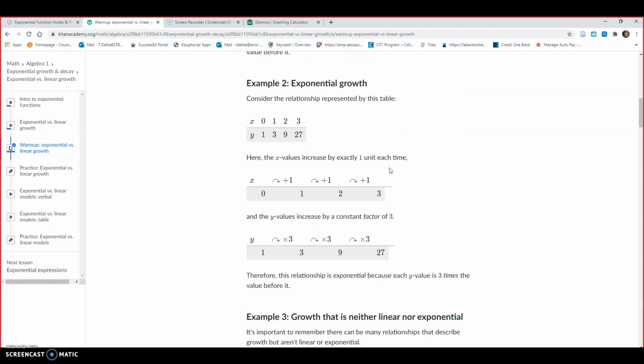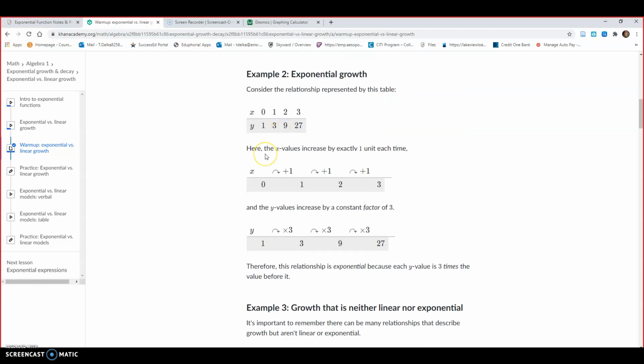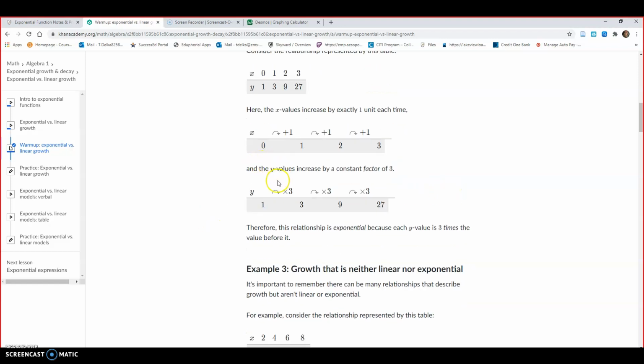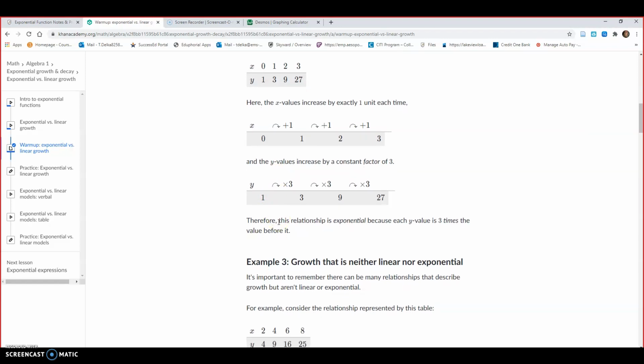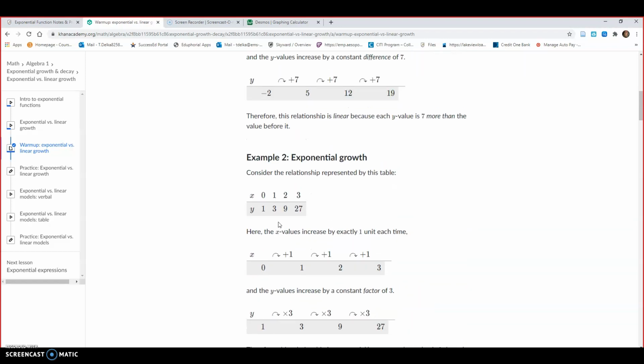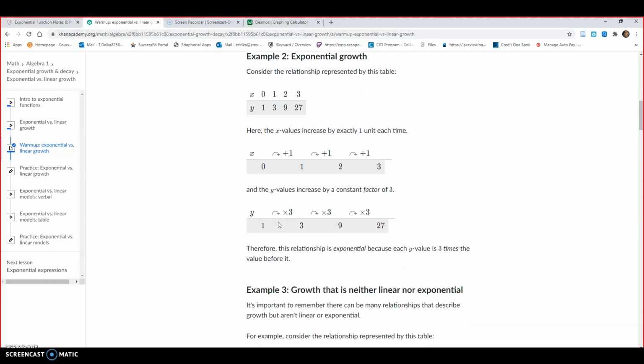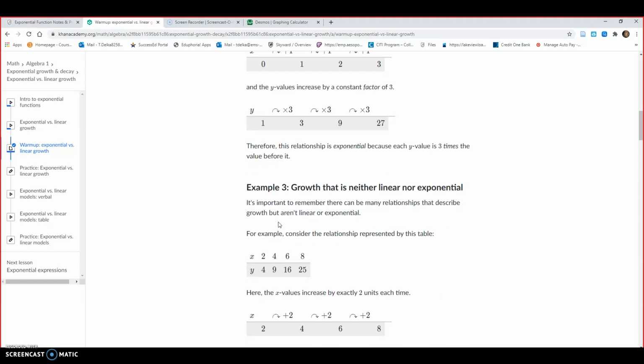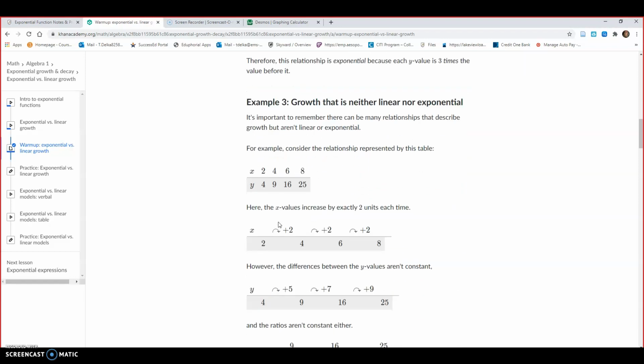Now let's look at exponential relationships. Here the x values are increasing by 1: plus 1, plus 1, plus 1. So 1, 2, 3, 4, 5, and we could keep going. The y values are multiplying by 3. Therefore, this relationship is exponential because each y value is 3 times the one before. We're not adding like they were doing with the y values for linear, we're multiplying.